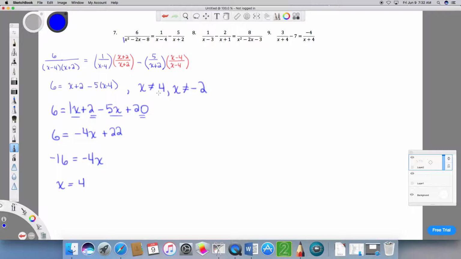However, +4 was one of those values that would not check in the original equation. It's an extraneous solution. Yes, it's a solution to the equation here that resulted when we cleared our denominator. It satisfies this equation, but when we multiply both sides of this equation by our x minus 4, we wouldn't be able to do that if x were allowed to equal 4. So our final answer here is that there is no solution. That was the only candidate, and we have to throw it out because it causes division by 0. All right.